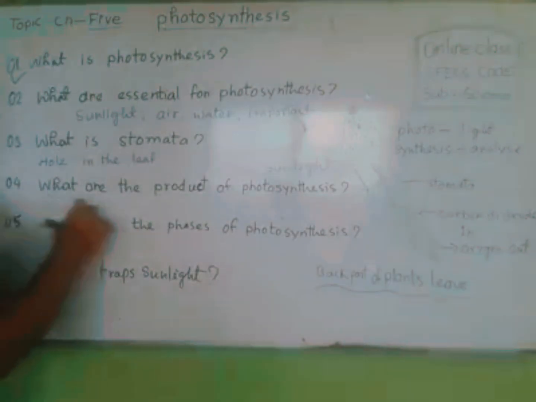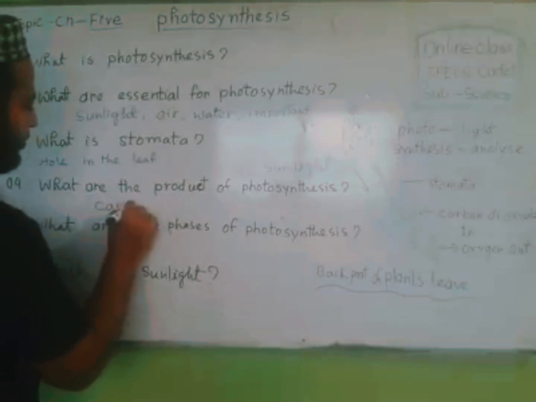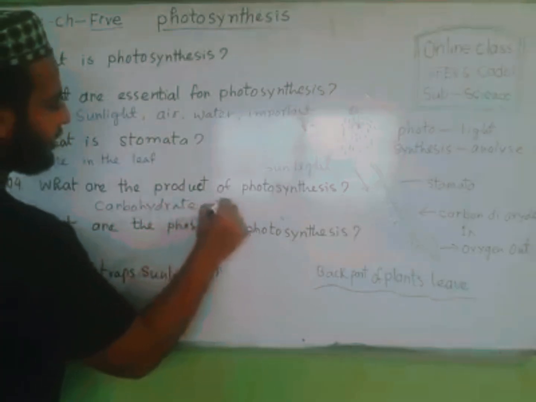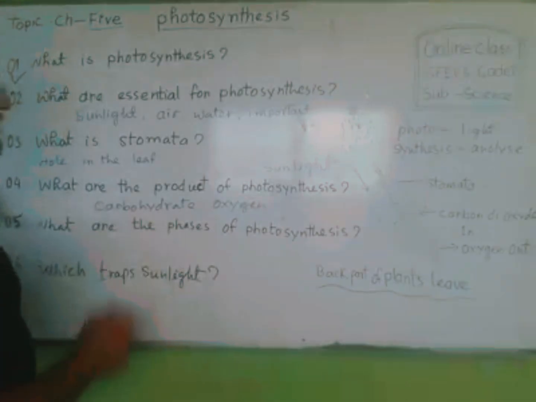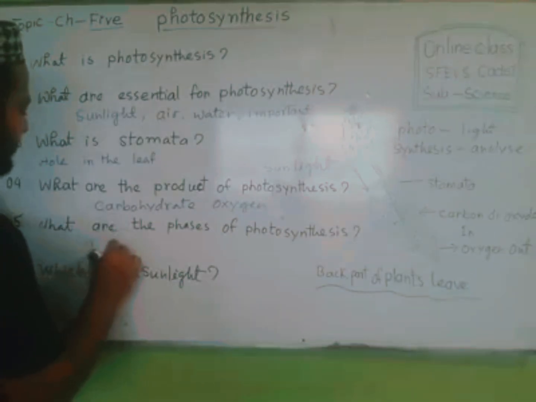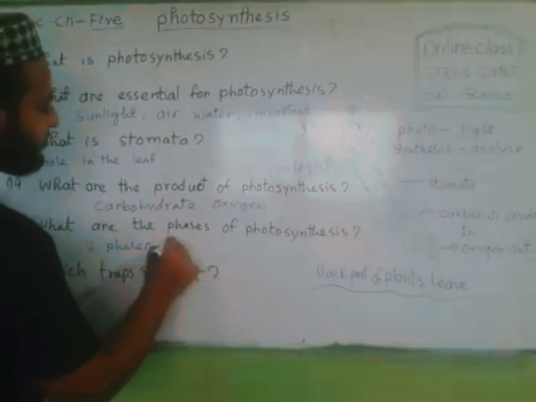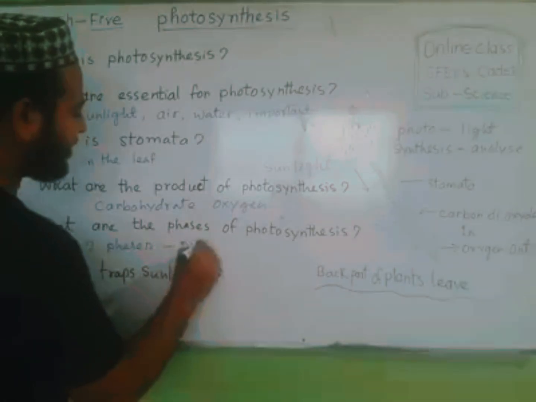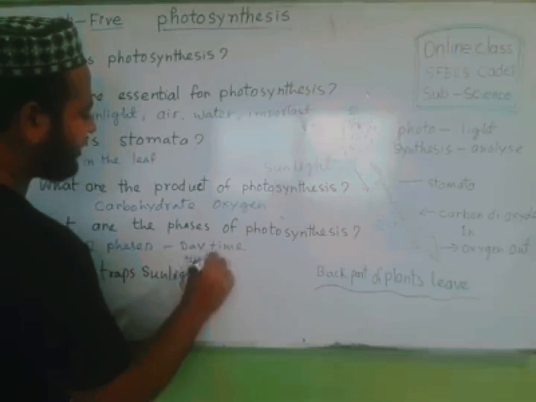Then what are the products of photosynthesis? Carbohydrate and oxygen. These two are the products of photosynthesis. What are the phases of photosynthesis? Two phases. One is in the presence of sunlight, meaning daytime, and another is at night. So photosynthesis at daytime and photosynthesis at night.